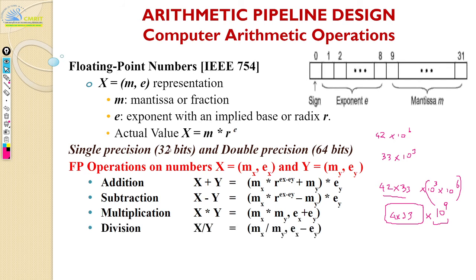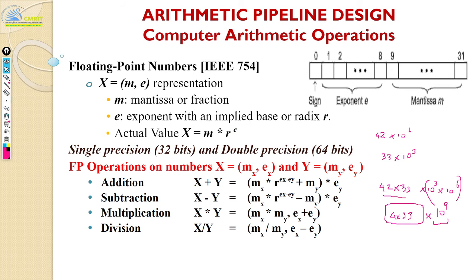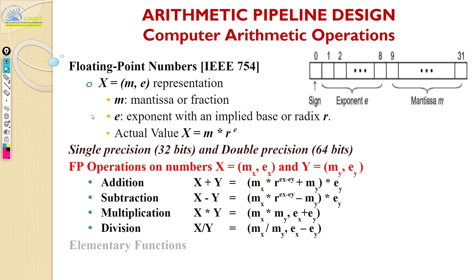And then you have your division also goes the same way. The only thing is now you divide, but then you subtract the exponent part, not add the exponent part. Okay, so this is how you do arithmetic in floating point.